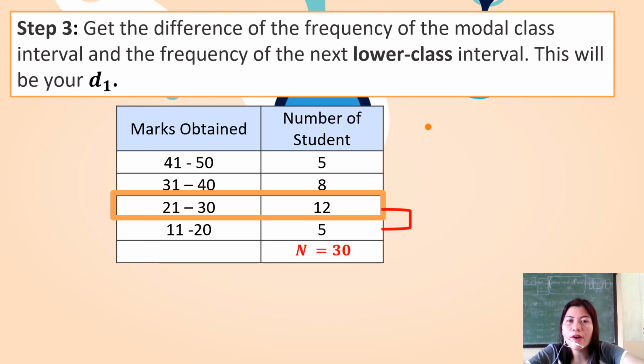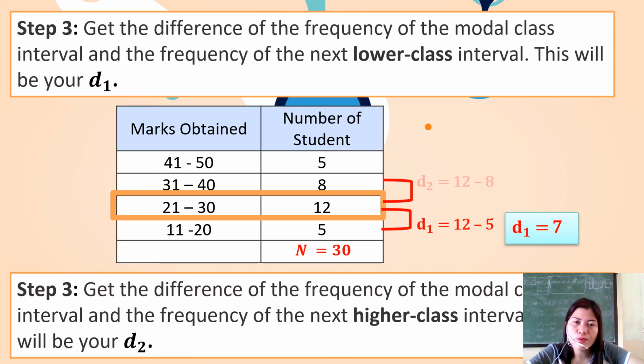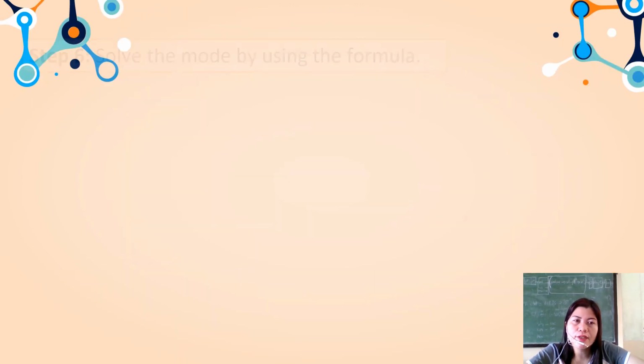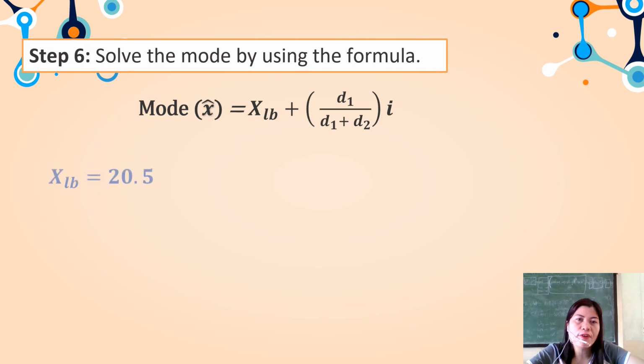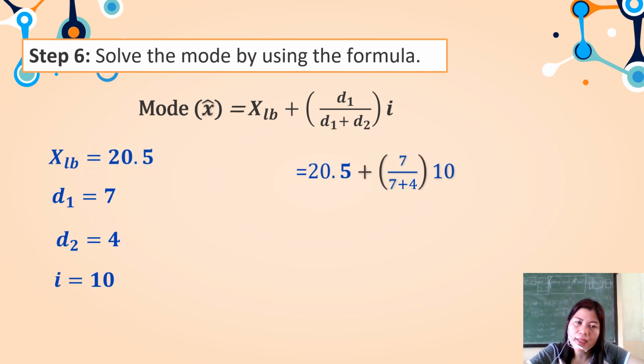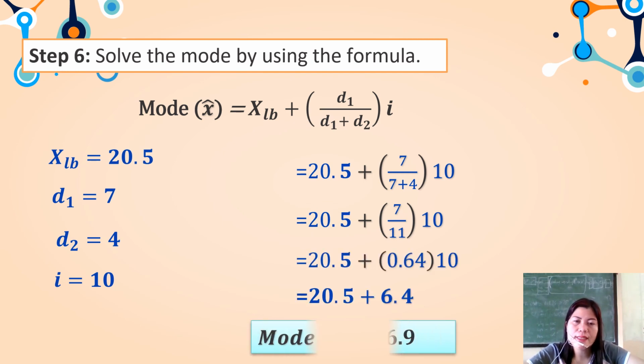And then you have there, get the difference of the frequency of the modal class interval and the frequency of the next lower class interval. So this will be your D1. So we have there 12 minus 5, that's 7. And then 12 minus 8, that is 4. So after that, you are going to substitute now to the given formula. So you have all the data. So 20.5, then you substitute all. So the mode now is 26.9.